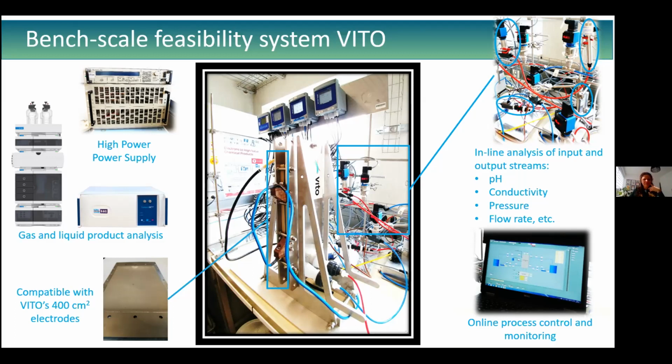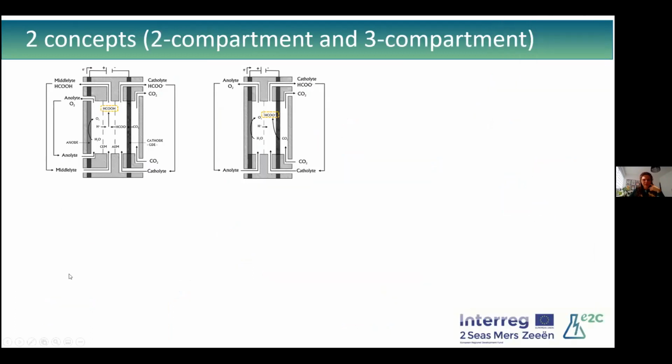And the reason we have created these 2 bench scales is because we have 2 concepts for the formation of formic acid. What we call the 3-compartment reactor on the left side, where formic acid is formed in situ, inside the reactor. And the second concept is what we call the 2-compartment system, where formate is formed, not formic acid, but formate.